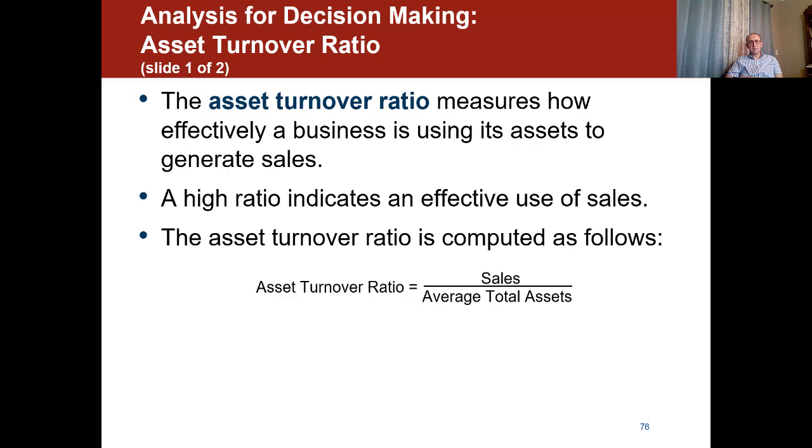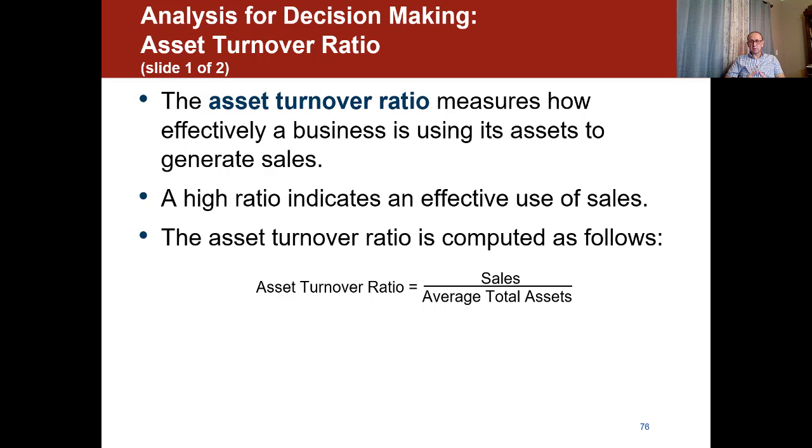One last thing in this chapter is some kind of ratio analysis. So we do some analysis for decision making, and the ratio that we're going to be talking about today is the asset turnover ratio. As the term implies, it says how many times the asset can help us in generating sales. So how many sales can be generated by using the assets that we have. This is considered to be an efficiency kind of ratio, and it also shows the effectiveness of using our assets to generate sales. The asset turnover ratio measures how effectively a business is using its assets to generate sales. A high ratio indicates an effective use of assets.